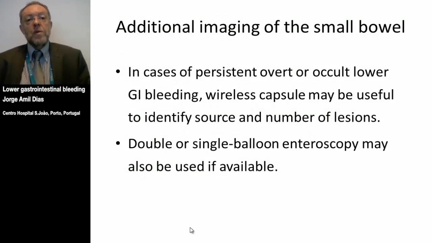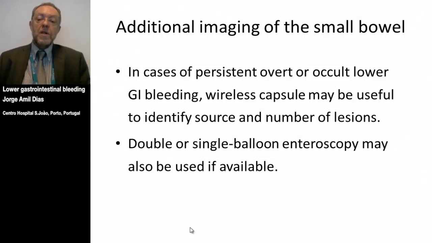We can also look for additional imaging of the small bowel. If there is persistent or occult lower bleeding, then wireless capsule may be quite useful to identify the source and the number of these lesions, although in centers where facilities and expertise are available, a double or single balloon enteroscopy may also be used, and this may have the advantage of being both diagnostic and therapeutic if appropriate.